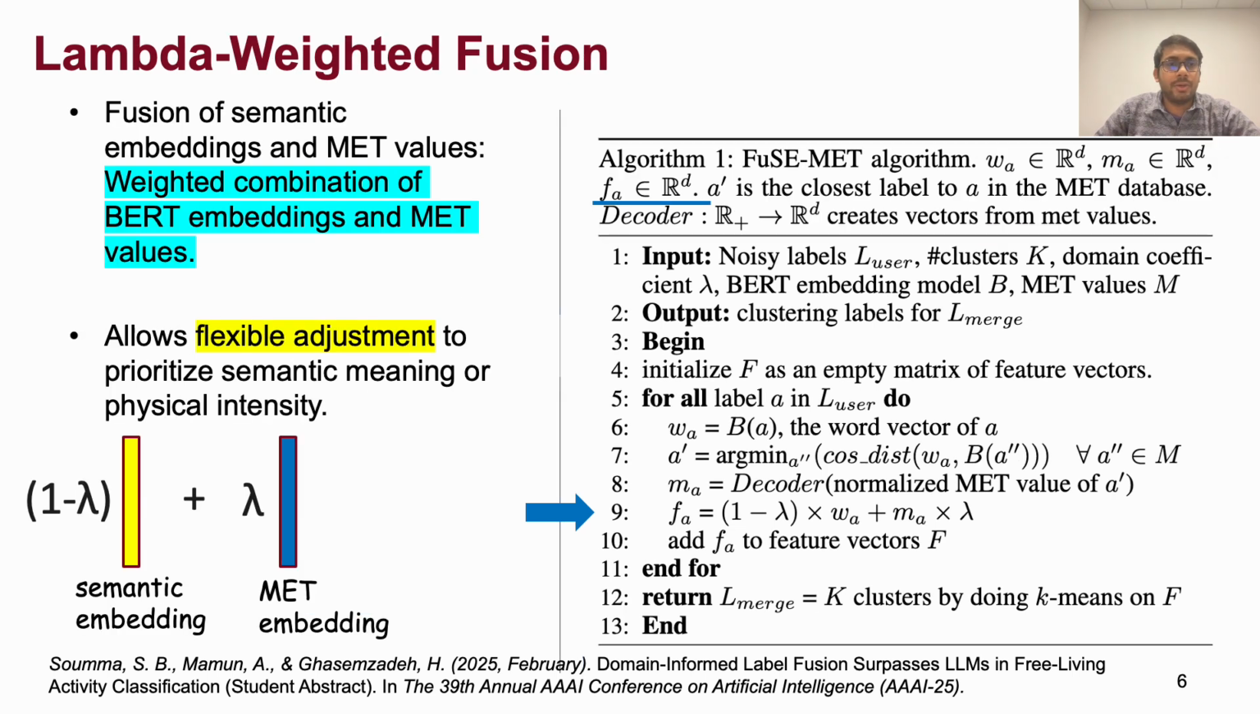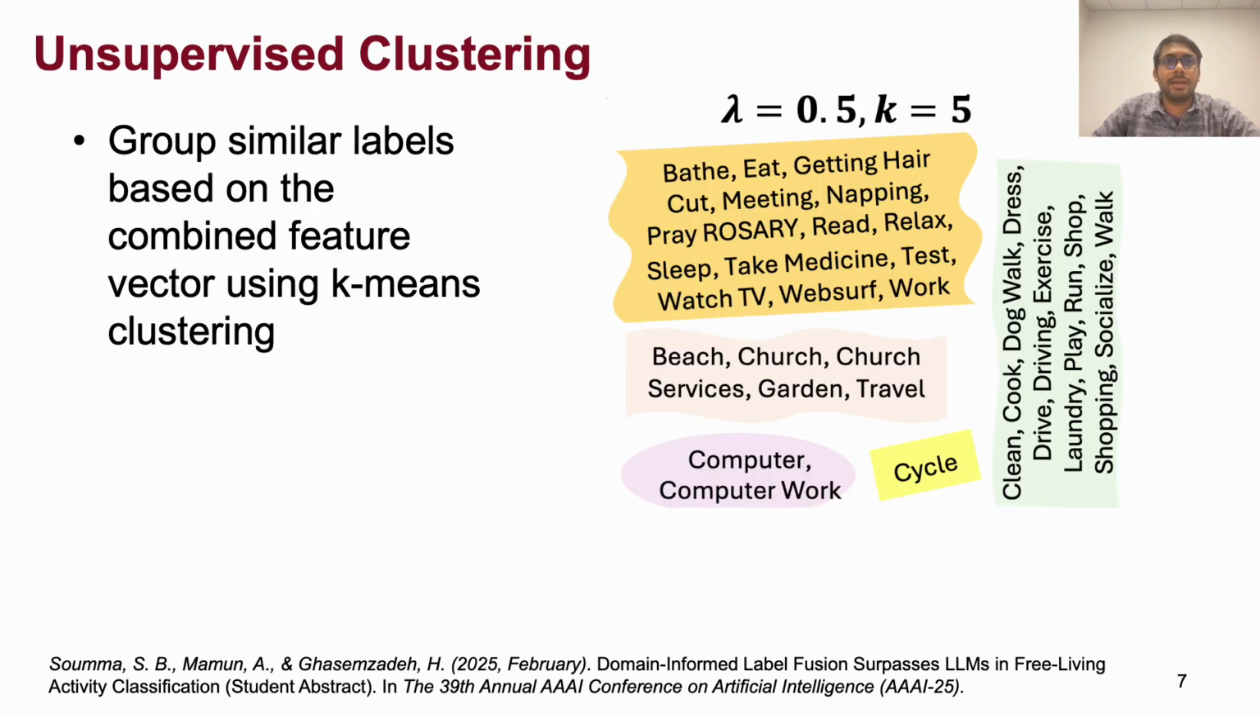Then a lambda-weighted fusion is applied, which is basically the weighted average of the semantic embedding and the MET embedding, and it is determined with the hyperparameter lambda that represents the priority given to the domain knowledge compared to the semantic embedding. And then unsupervised clustering is applied, and in this case you can see that 5 different clusters are created. Bathe, eat, getting haircut, they belong to the same cluster. Then clean, cook, dog walk, they belong to another cluster, and cycle is in a different cluster by itself.